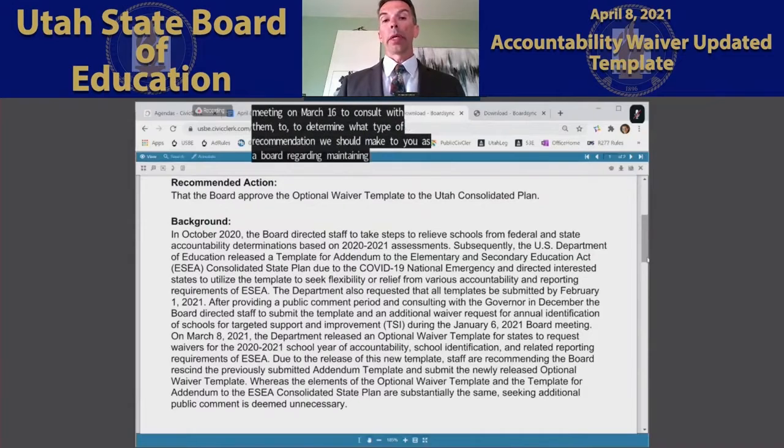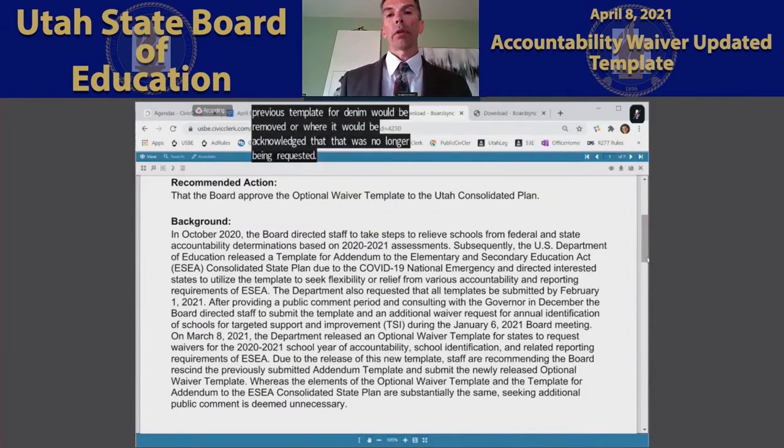At the conclusion of that meeting, staff made the determination that in order to fulfill the request that was made by the board to staff in October of 2020, it would be advantageous for the board to go forward with submitting the optional waiver template that is found in this agenda item packet. We also don't believe that the board needs to go through another public comment period.